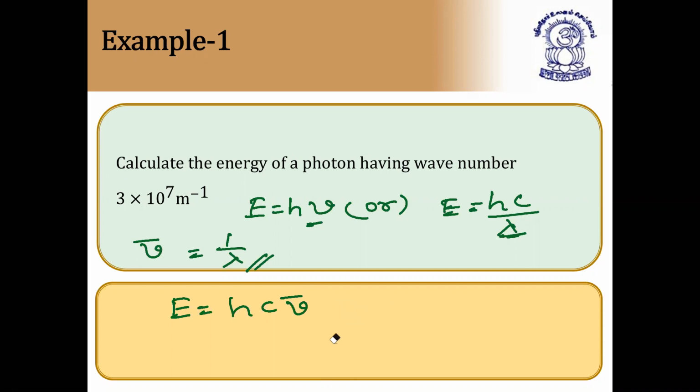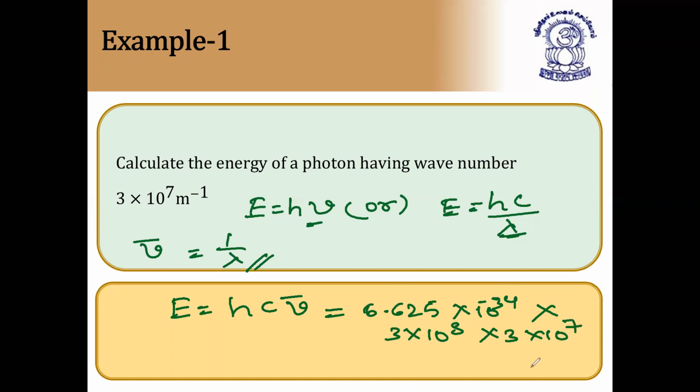So continue with the solution. E is equal to h value, 6.625 into 10 to the power minus 34, into c, which is 3 into 10 to the power 8 meters per second, and into 3 into 10 to the power 7. So by solving this, we'll get the answer.